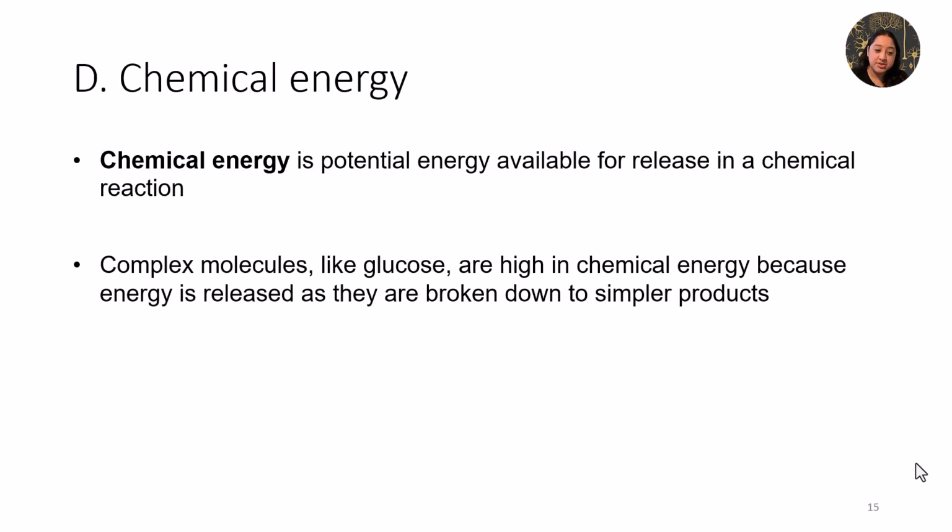And so chemical energy is potential energy available for release in a chemical reaction. More complex molecules like glucose are high in chemical energy because energy is released as they're broken down into simpler products. There are super complex molecules, of course. We talk about starch and stuff like that, but glucose is still a pretty complex molecule. So glucose is high in chemical energy because the energy is released when it gets broken down into even smaller products.